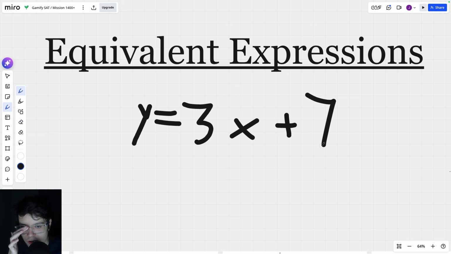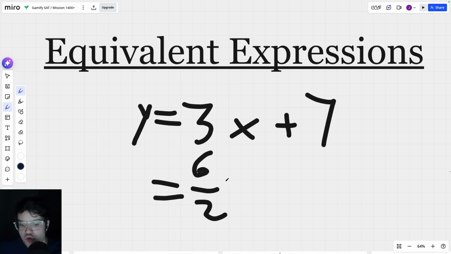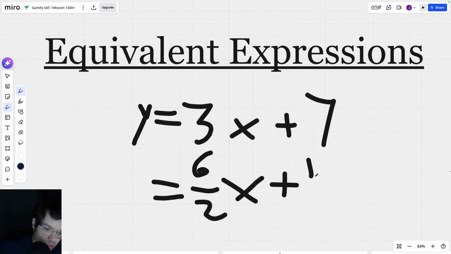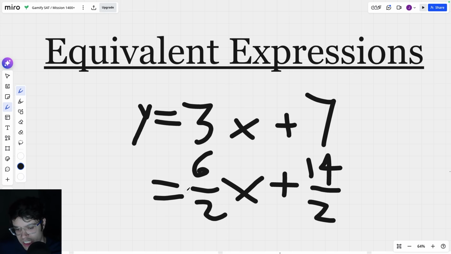But if you think about it, there could be another way we could write this exact thing that would give us the same exact line on the graph, same exact everything, but just with different numbers. Instead of saying 3x plus 7, instead of 3, we could say 6 divided by 2x plus 14 divided by 2. If you're familiar with basic algebra concepts, you would know 6 divided by 2 is just another way of saying 3, and 14 divided by 2 is another way of saying 7.